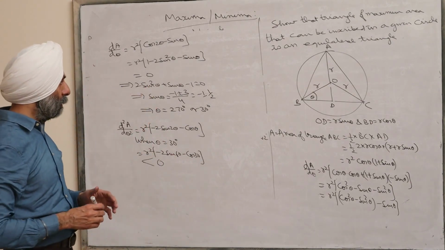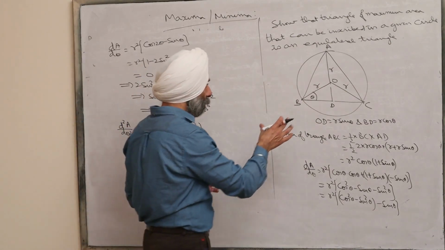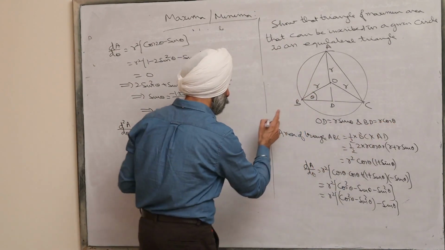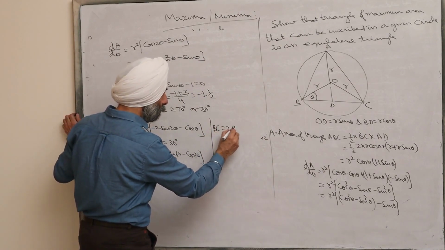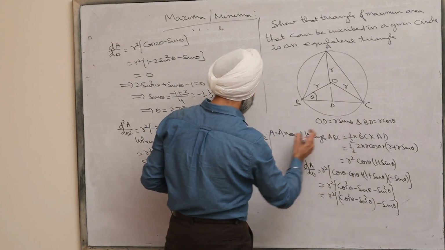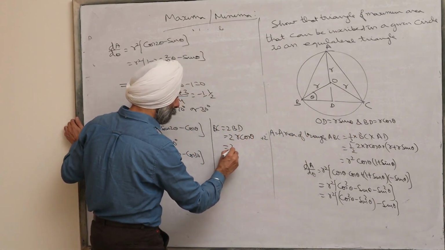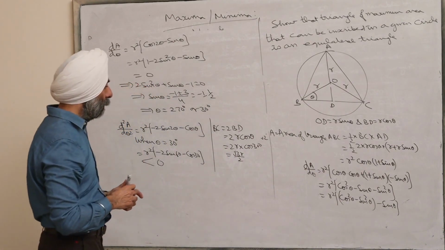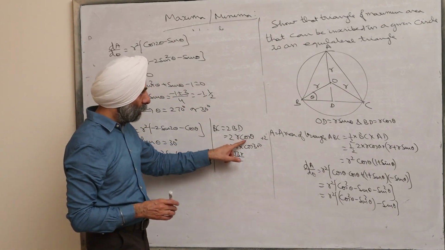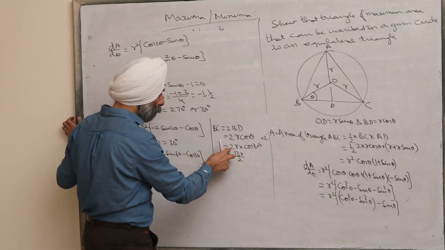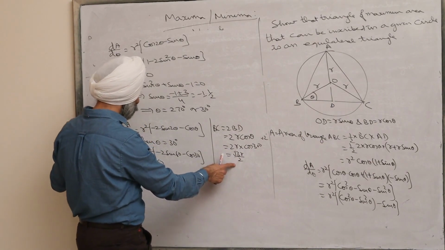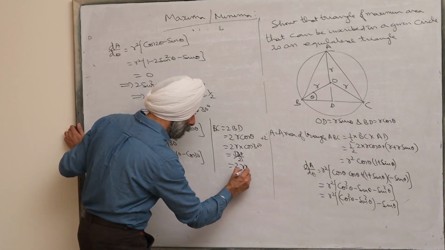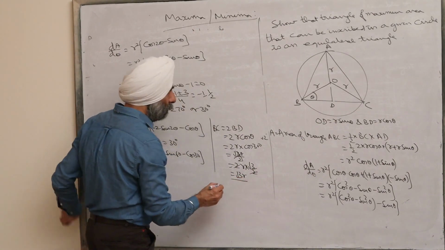Now we have to show that this triangle is an equilateral triangle here. From here you can see that we have BC. What is BC? It is 2 times BD. What is BD here? It is r cos theta. So BC is 2r into cos 30 degrees, that is 2r cos theta. Cos theta is root 3 by 2, so it is 2r into root 3 by 2, which is root 3 r here.